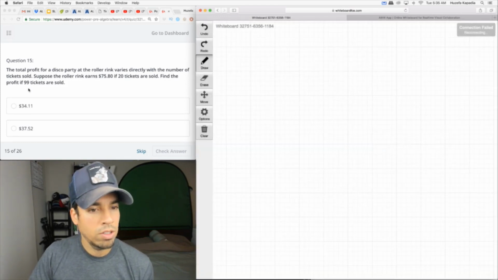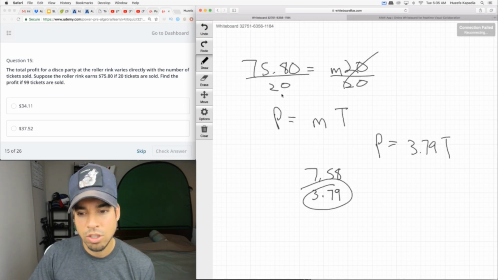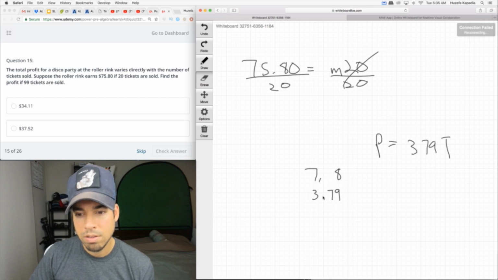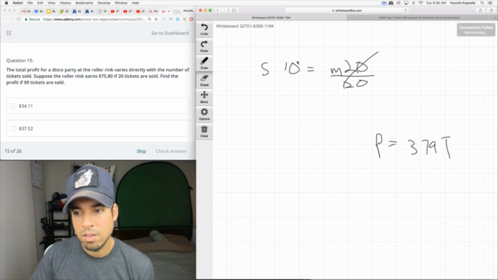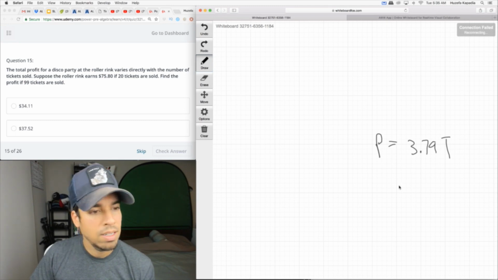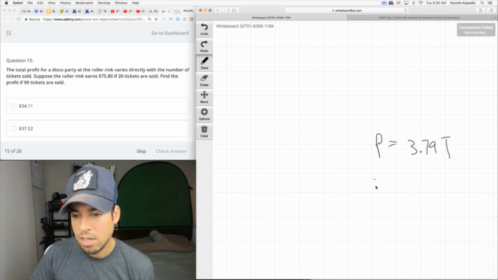The total profit for a disco party varies directly with the number of tickets sold. So suppose the roller rink, same situation. Find the profit if 99 tickets are sold. Actually, I'm going to bring this back. So we're going to come back to this equation right here. And we need to find the profit if 99 tickets are sold. Just plug in 99 for t.